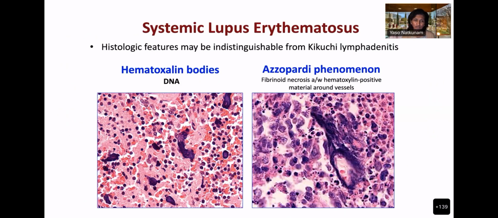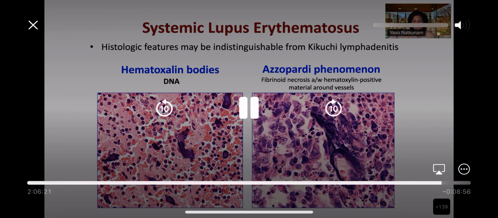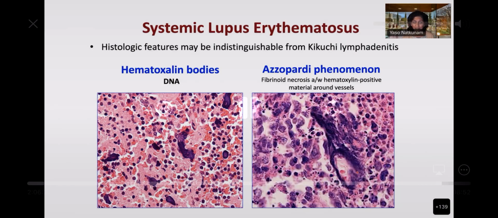These are the 2 findings, and I'm showing you pictures because these are really hard to see in normal lymph nodes. So you see these sort of smeared out DNA bits, and then you can also see fibrinoid necrosis around vessels. And so these have particular names that are named after a pathologist who described it.